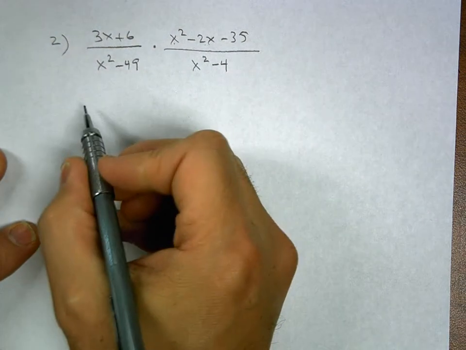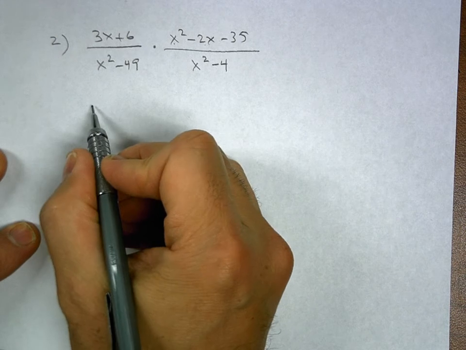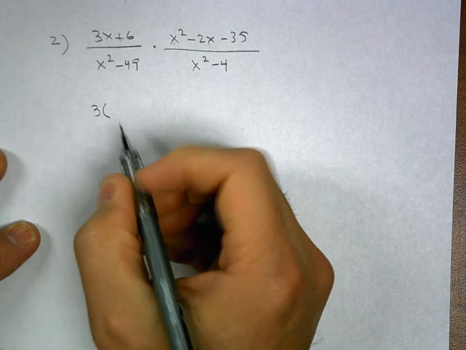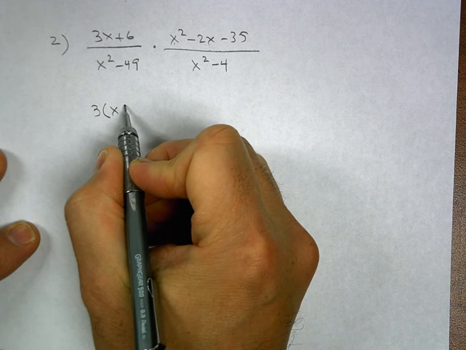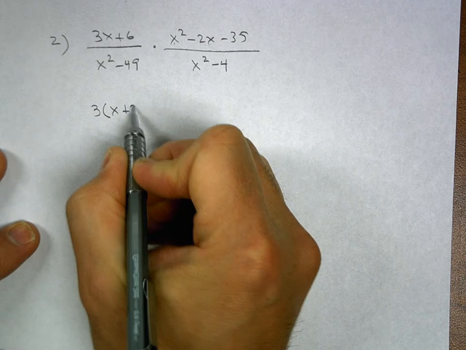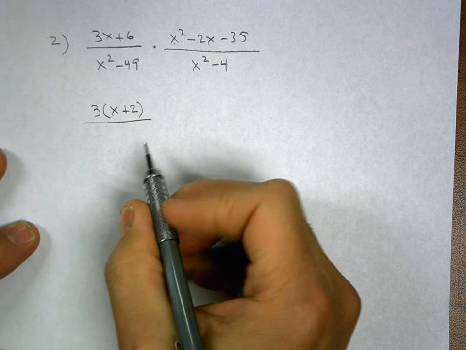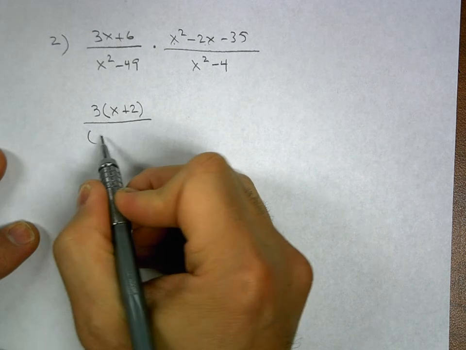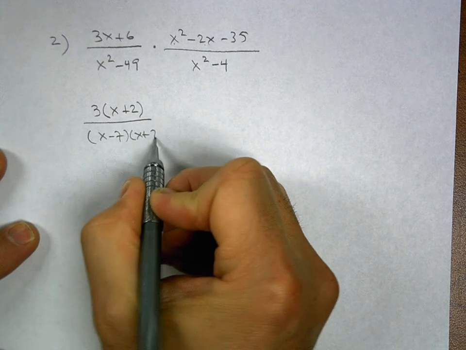All right, so how can we factor 3x plus 6? Take out a 3, the GCF, greatest common factor. So that leaves us with x plus 2. Over, let's factor x squared minus 49. So how does that factor? x minus 7, x plus 7. There you go.